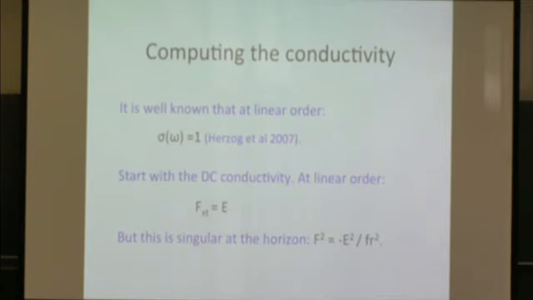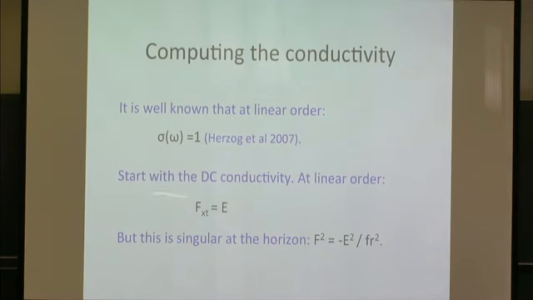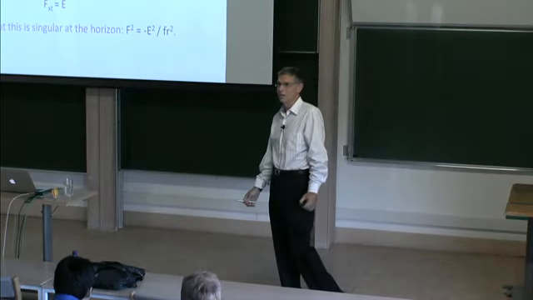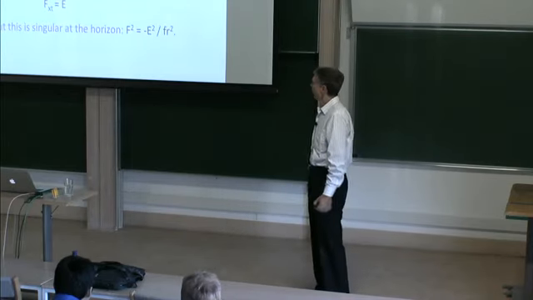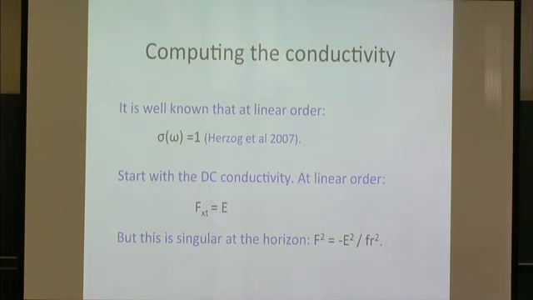So let's start by redoing that in a different way. We'll start with the DC conductivity. At linear order, it's easy to see that a Maxwell field which is constant, just the xt component equal to a constant E, solves the linearized Maxwell equation on the Schwarzschild AdS background. That has the right boundary condition of applying an electric field at infinity, but unfortunately it's singular at the horizon.